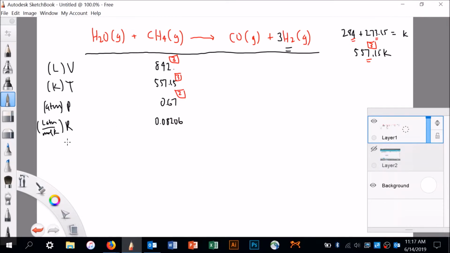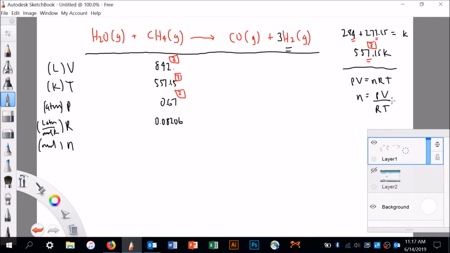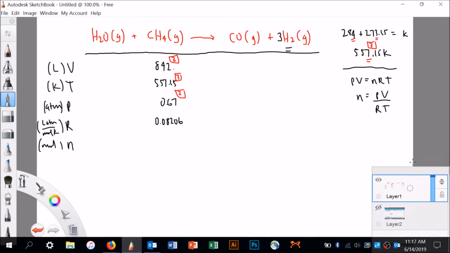Liter atmospheres per mole Kelvin, and that just gives me moles, right? Okay, so if PV is equal to nRT, then n is equal to PV over RT. Okay, and so let's put this down here. This is going to equal, my P is 0.67, my V is 842, R, and this is 557.15.